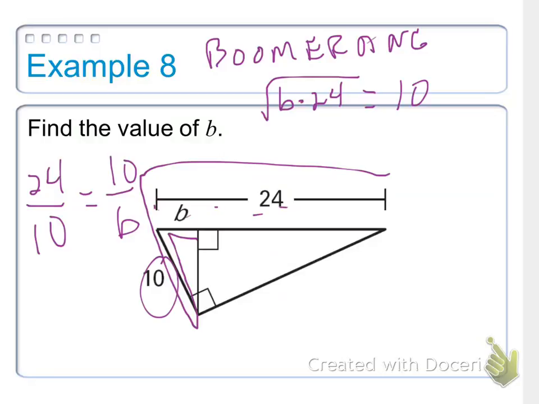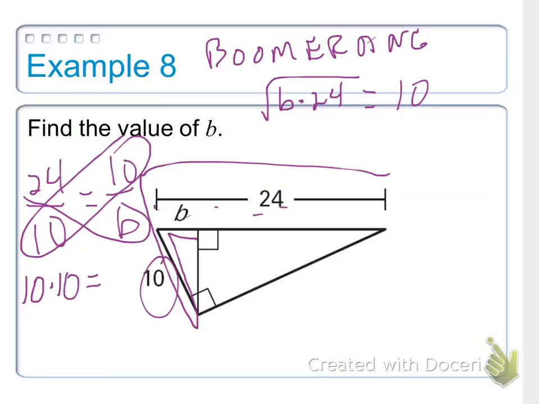So what happens is you get this. Cross multiply here. That's 10 times 10. Now cross multiply here. That's 24b. Well, it turns out 10 times 10 is 10 squared. I know everyone knows it's 100, but I want to show you what I'm doing here. Then I'm going to divide by 24 on both sides. So 100 divided by 24 is what we need.